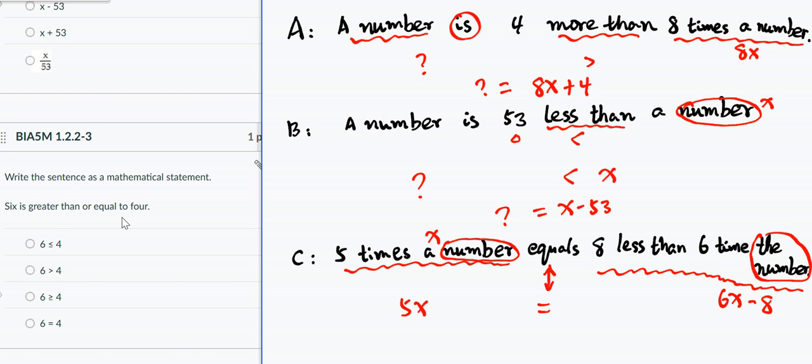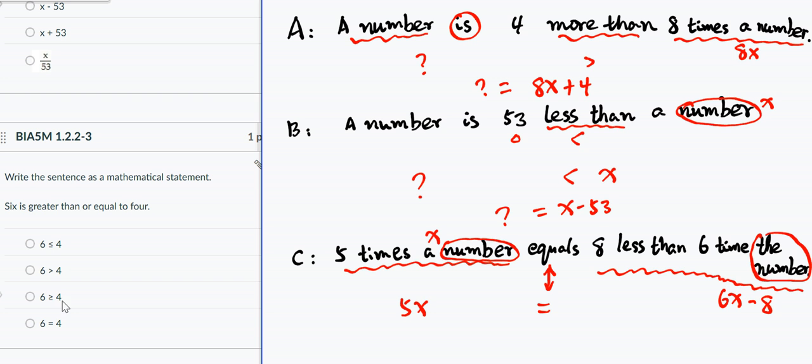Okay, this one is straightforward. 6 is greater than or equal to 4. Then, of course, is this one. 6 is greater than 4. That's no problem. But here you have an equal to, so you then add this one. Like an equal sign, but it's not really the equal sign. Greater than or equal to.